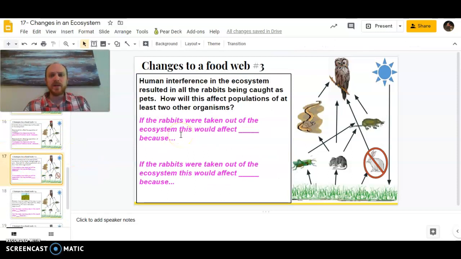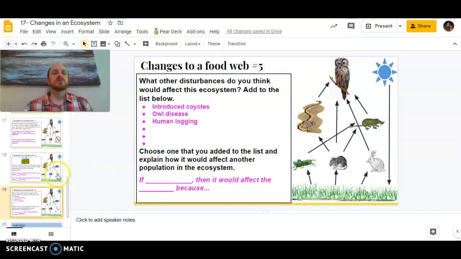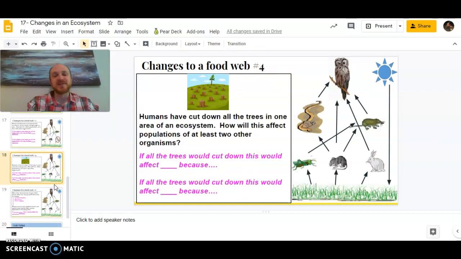Number 3, what if the rabbits were taken out? Humans came in, they captured all these rabbits out of this ecosystem for pets. If the rabbits were taken out, I want you to choose 2, your choice, choose anything. Choose plants, choose the crickets, choose the snakes, choose the owls, etc. Give me 2 other things that would be affected. It doesn't have to be direct, but it can be because of this, and therefore it'll also increase this or decrease this over here.